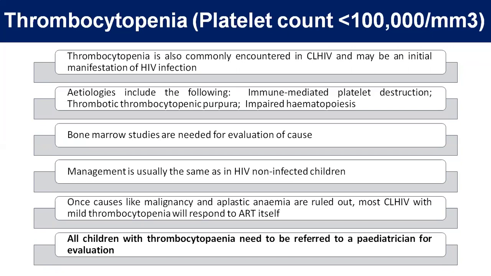Management is same as in children without HIV. Once causes like malignancy and aplastic anemia are ruled out by bone marrow biopsy, most CLHIV with mild thrombocytopenia, which are due to the HIV virus, will respond to ART itself. But all children with thrombocytopenia need to be referred to a pediatrician for thorough evaluation.